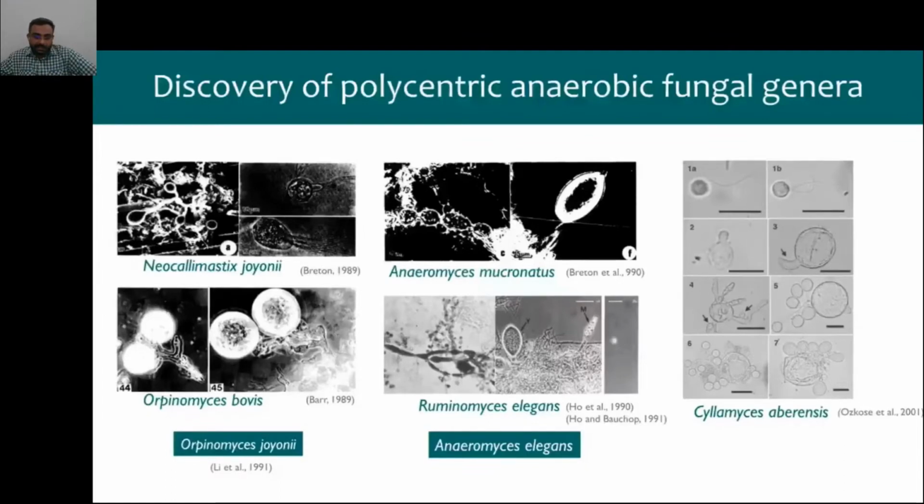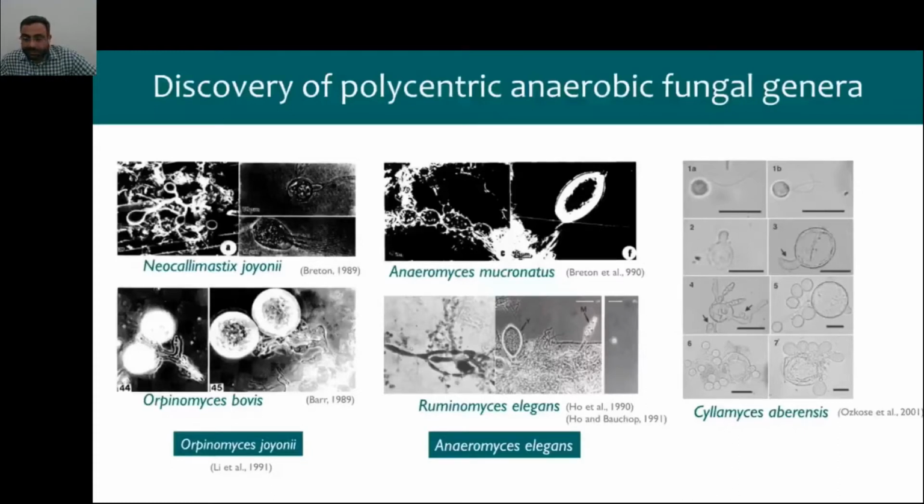In 1990, Anaeromyces micronatus, another polycentric anaerobic fungus, was discovered, and within a gap of a few weeks, Ruminomyces elegans, which was structurally similar to Anaeromyces, was also identified. Based on the precedents of earlier publication, it was also named Anaeromyces. Both these anaerobic fungi were structurally very similar, so later most of the researchers agreed that they are actually the same species and not distinct ones.